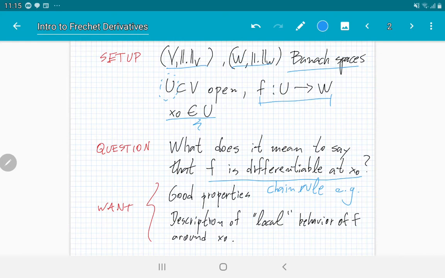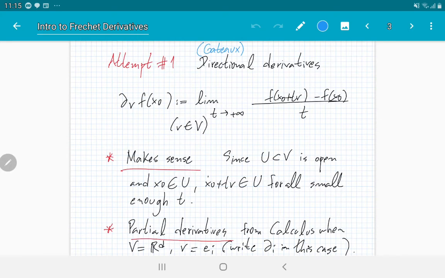And all these good properties are related to local properties of f around the point x naught. So we want to have a strong enough notion of derivative that, whenever f is differentiable, gives us non-trivial properties of f in the neighborhood of x naught. Okay. But as we're going to see, there are natural attempts at finding such a definition that fail, right? And it's nice to try them out before we go for the real thing.